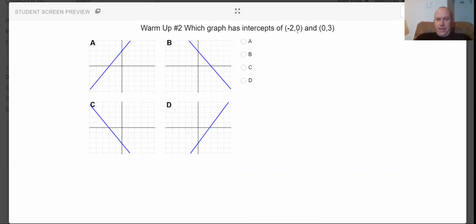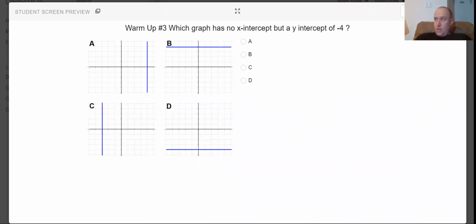Which graph has intercepts of -2, 0? So I know this is the x value, so I know I'm looking for an x-intercept of -2. So -1, -2. A certainly looks like an answer. B has an x-intercept of +2, so it's not that one. D has an intercept of +2, so it's not that one. And C has an intercept of -2, so I know it's between these two answers. And the y-intercept is 3: 1, 2, 3. So that certainly looks like it is for A. If I look at C, hopefully you can see this is -1, -2, and -3.